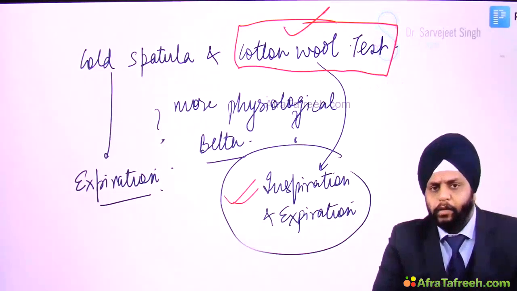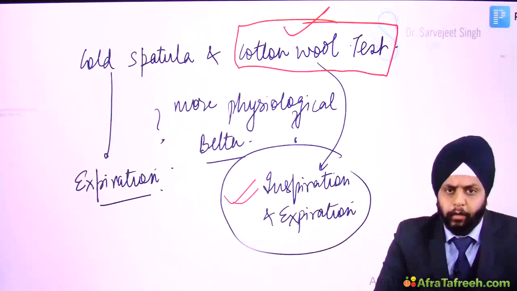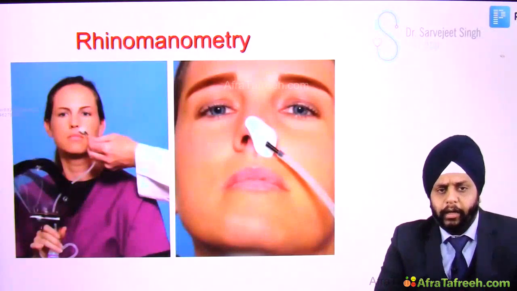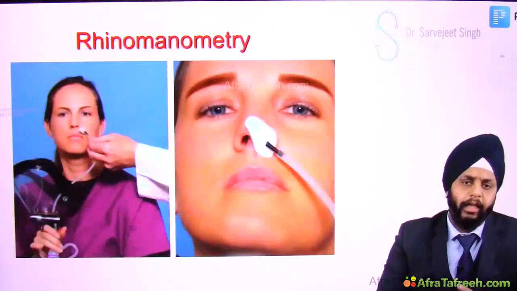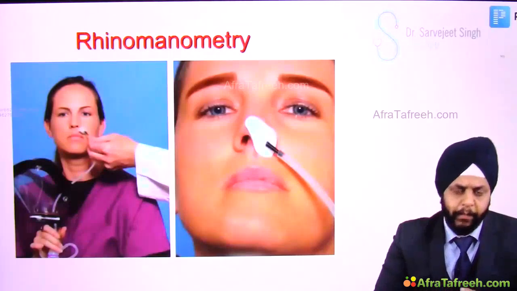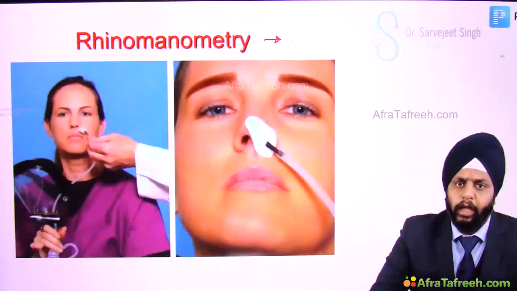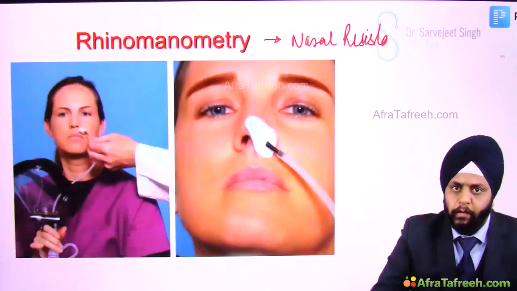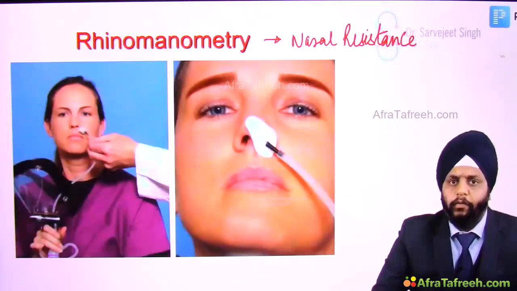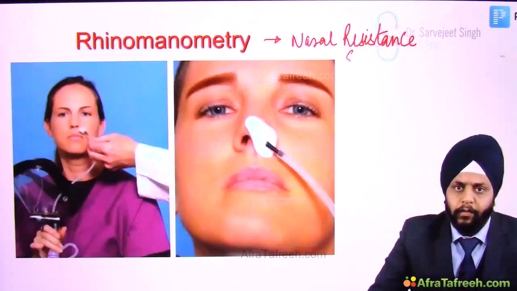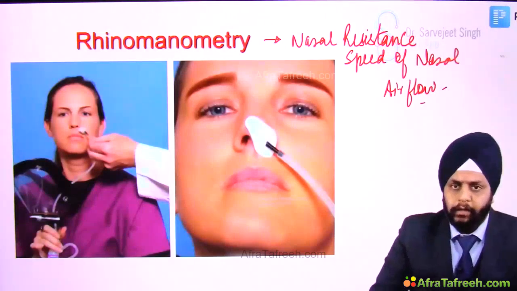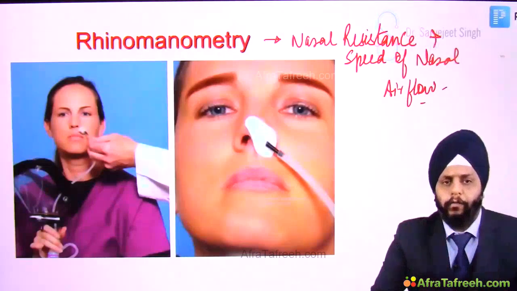Now, other than these tests, we have some newer equipment to check for nasal obstruction. Number one is rhinomanometry. In rhinomanometry, we check the pressure and the airflow through the nasal cavity, okay? So what are we checking for? We're checking for the nasal resistance. How much pressure we have to give for this airflow, right? So we check for nasal resistance and we check for the speed of this nasal airflow. So how fast it can flow, right? So these are the two parameters that we can check with the help of rhinomanometry.